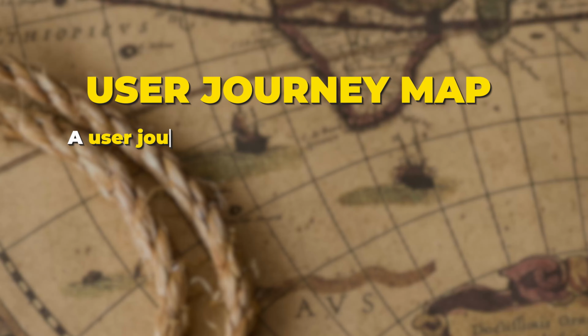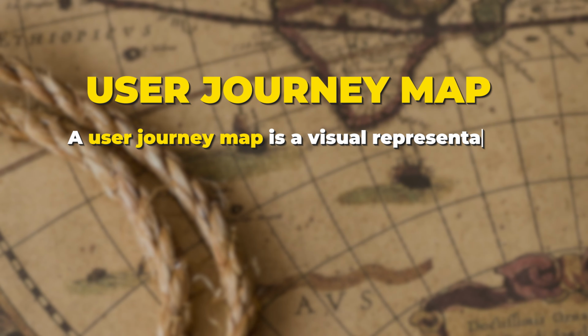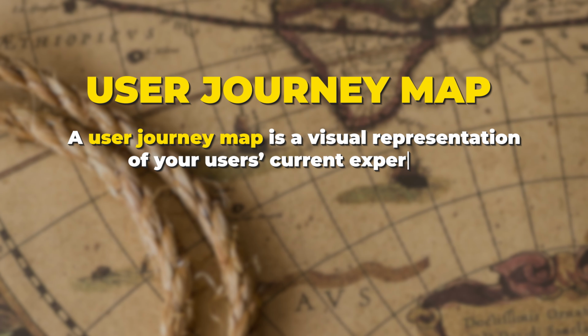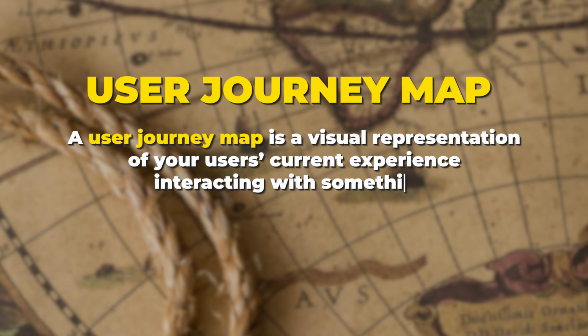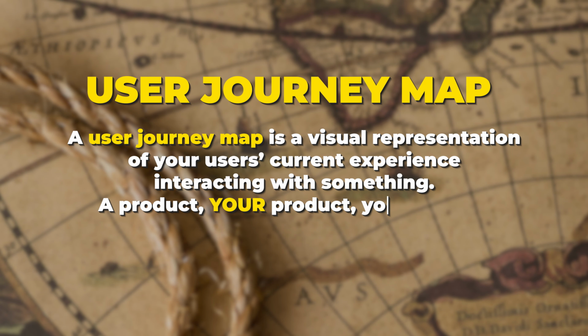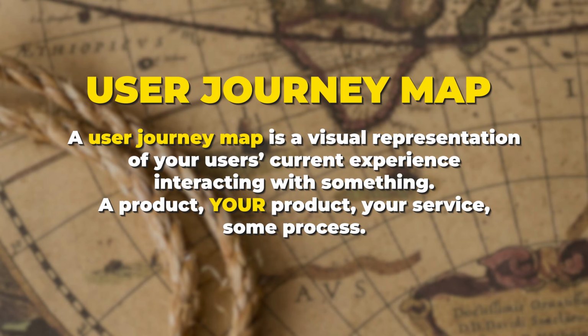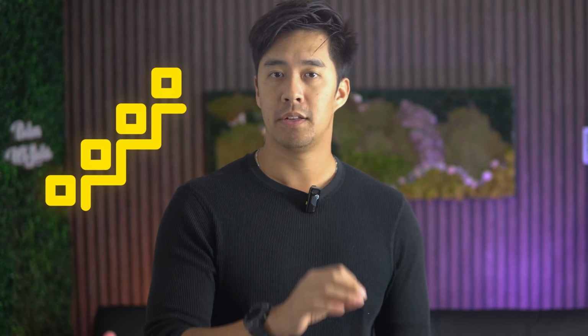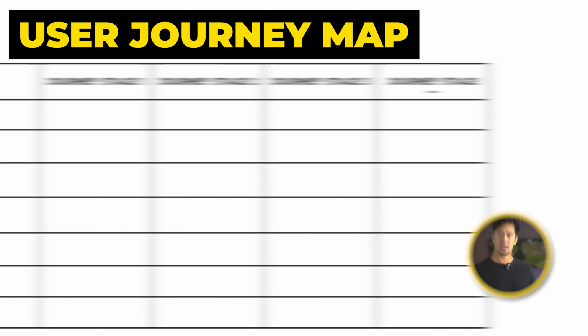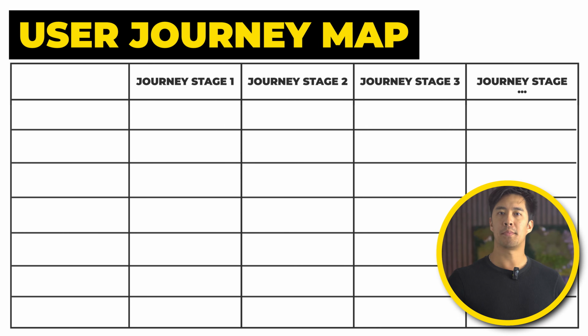A user journey map is a visual representation of your user's current experience interacting with something, a product, your service, some process, okay? And you break it down by different stages defined by research. Now, if you look up UX journey map online, you're gonna get a ton of templates, but they all roughly look something like this.